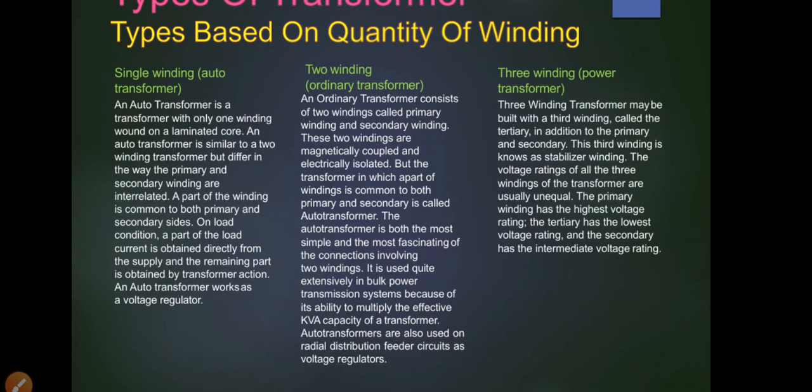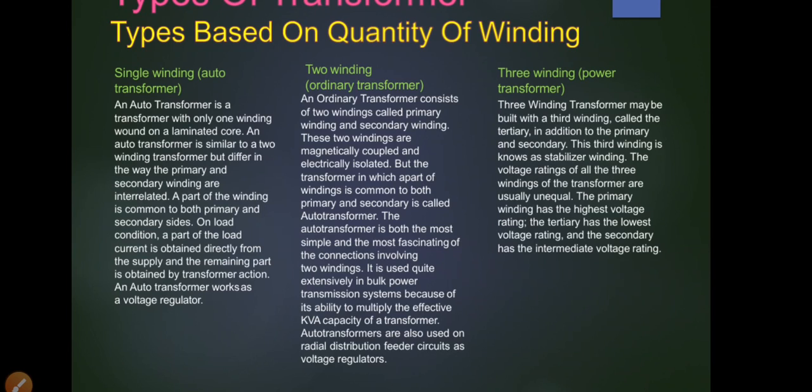A part of the winding is common to both primary and secondary sides. On load condition, a part of the load current is obtained directly from the supply and the remaining part is obtained by transformer action. So, an auto transformer works as a voltage regulator.